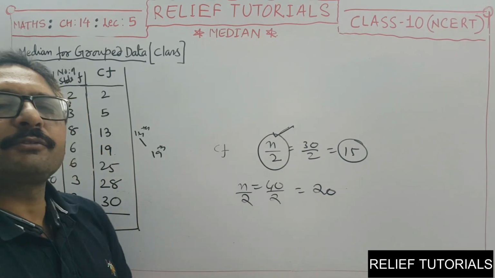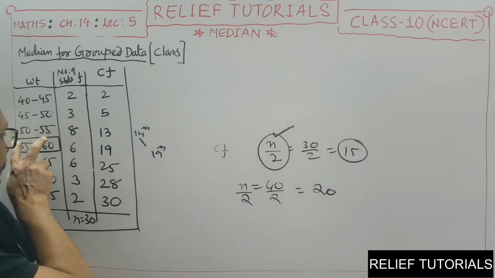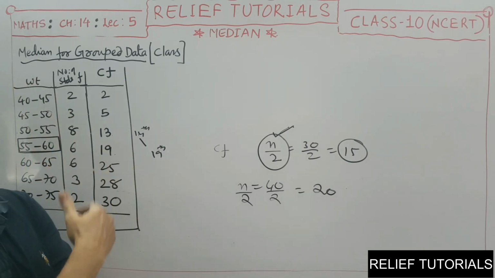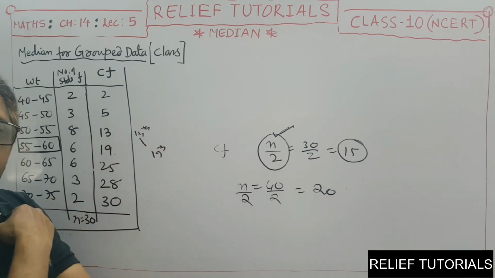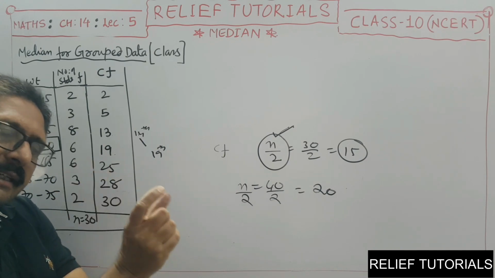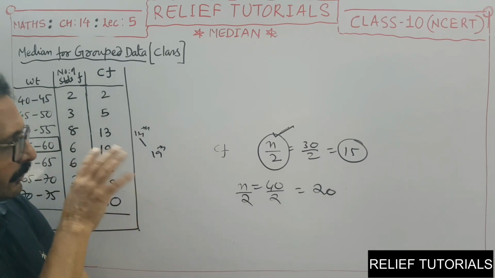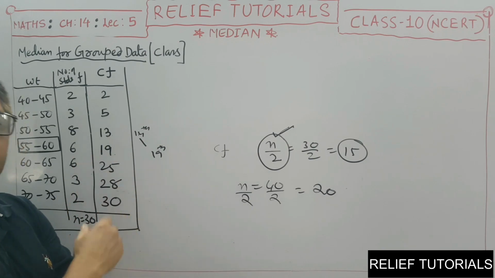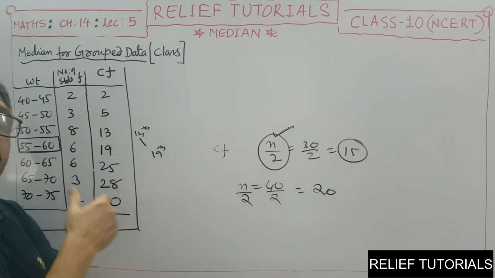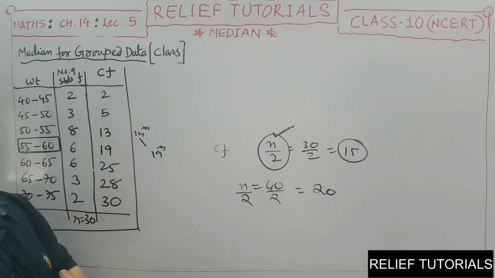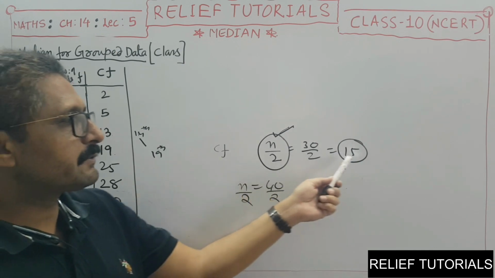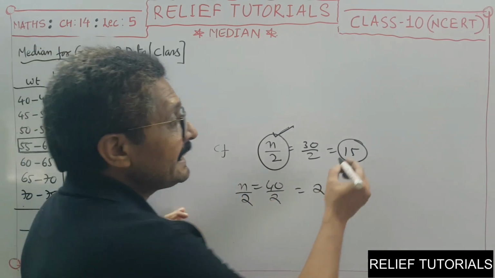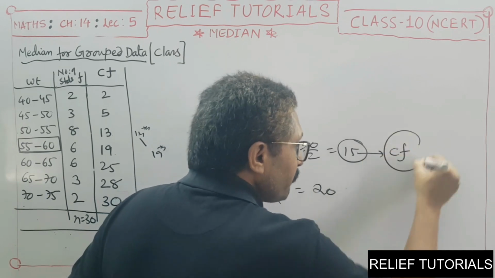So first of all you have to find the median class, and from this class you will find the median, as we have seen in the case of mode. First we find the modal class, and from that class we find the mode. Similarly here, you have to find the median class, and from that class you will find the median. Always we will find n by 2. n is 30, 30 by 2, that is 15. This 15 we will see again in the cumulative frequency.